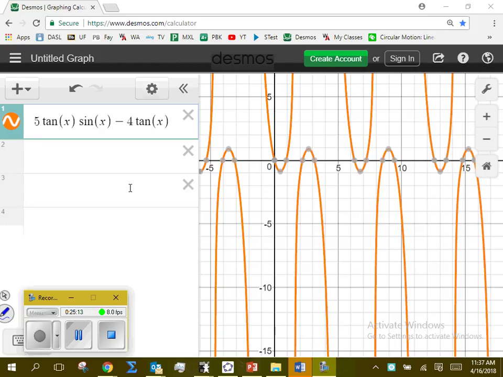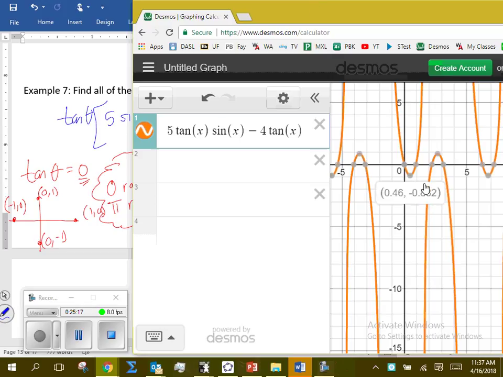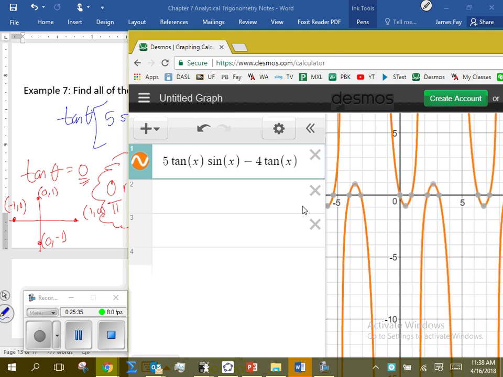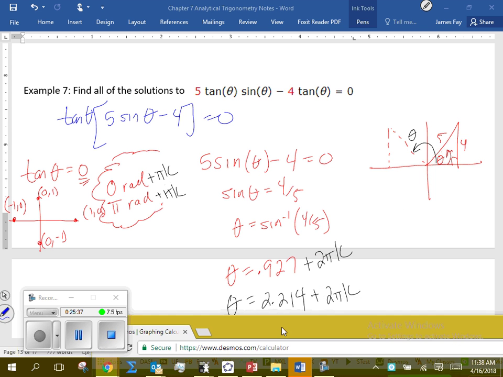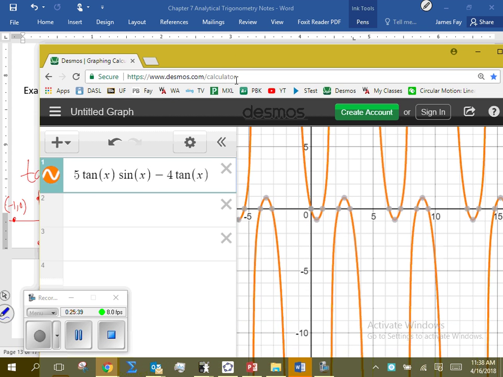I just went ahead and graphed this for us to show these solutions. Here's your 0, which would have been this 0 radians here. Pi shows up right there. So there's 0 and pi. The other two right here must be the ones from sine theta equals 4/5. So that's 0.927, and then the last one's 2.214.